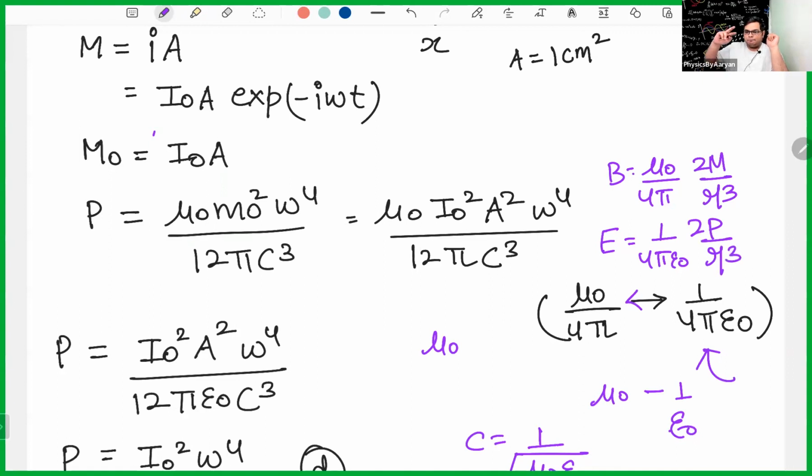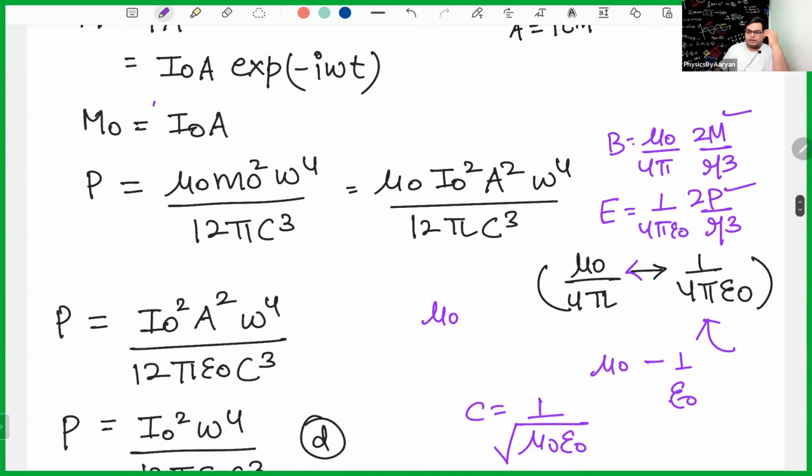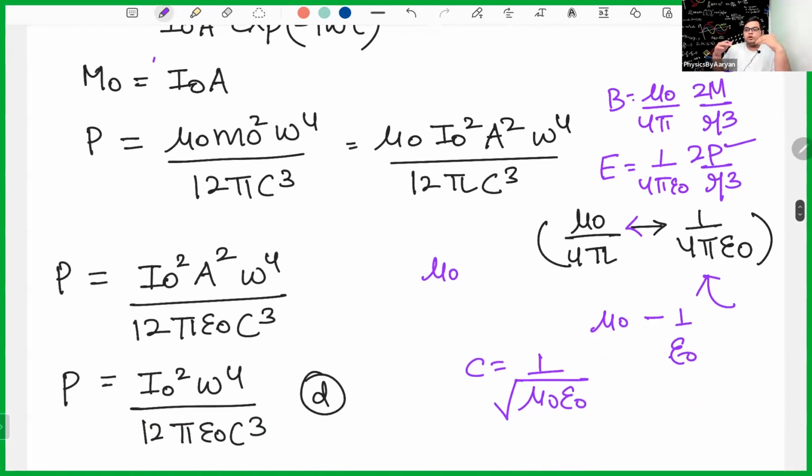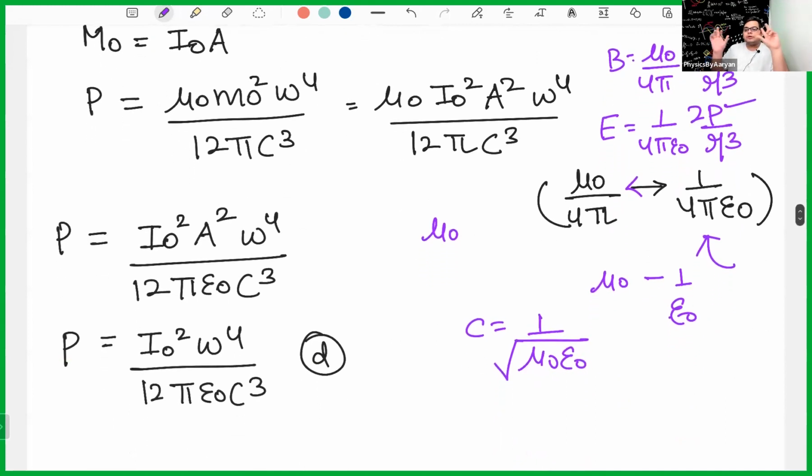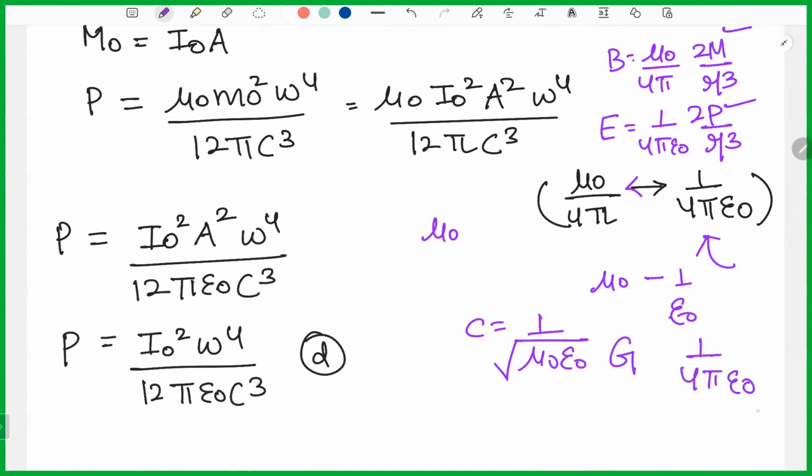So magnetic moment is doing the work of electric dipole. M is doing the same work as P. Nu naught by 4 pi is doing the same work as 1 by 4 pi epsilon naught. Whenever you do magnetism, you get nu naught by 4 pi. Whenever you do electricity, you get 1 by 4 pi epsilon naught. Sometimes when we compare gravity and electrostatics, we say that capital G is doing the same work as 1 by 4 pi epsilon. So it's an analog, right? Yeah.